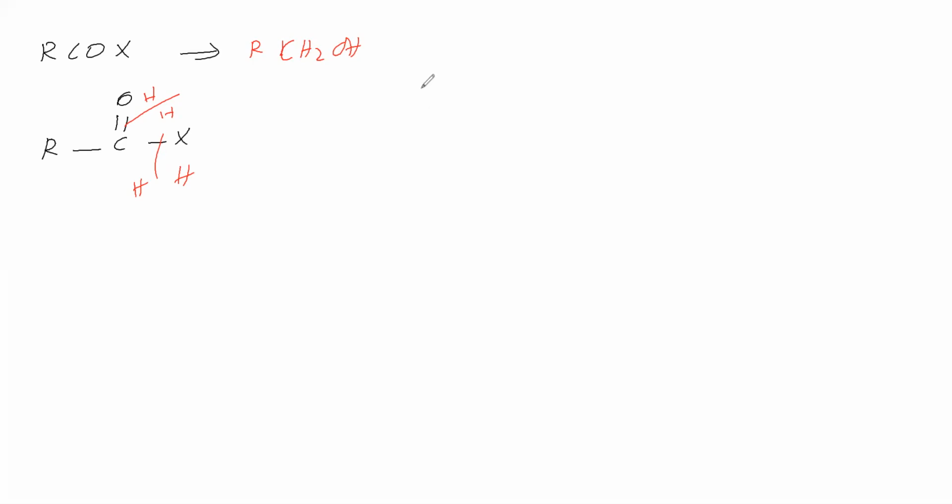Here what is a reducing agent we can use? Lithium aluminum hydride in ether. Ether is the solvent here. Next reducing agent is nickel or palladium or platinum plus hydrogen, catalytic reduction. Next reducing agent is sodium borohydride in ethanol, we can use it.